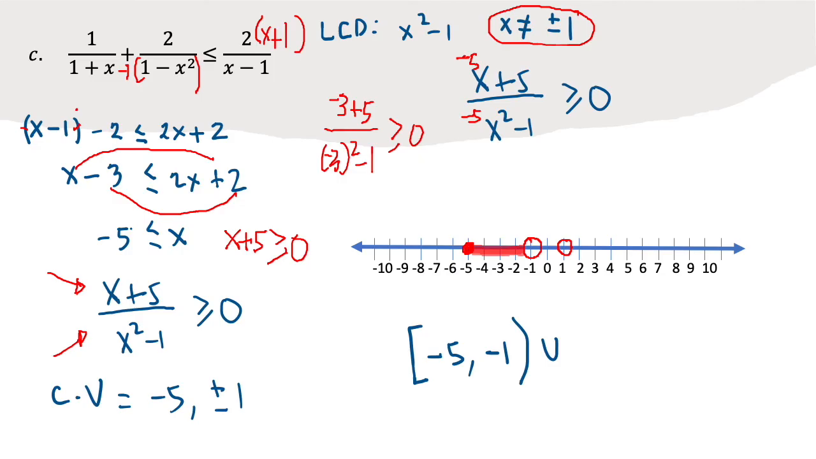How about in between negative 1 and 1? Say for example 0. So let's remove this number.